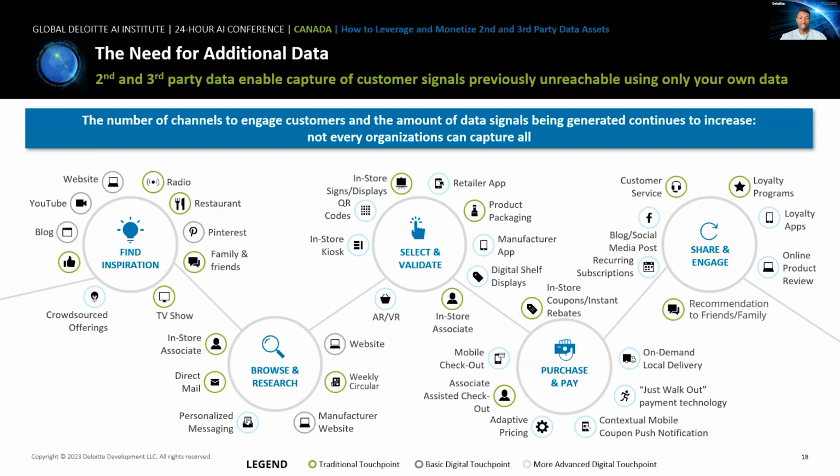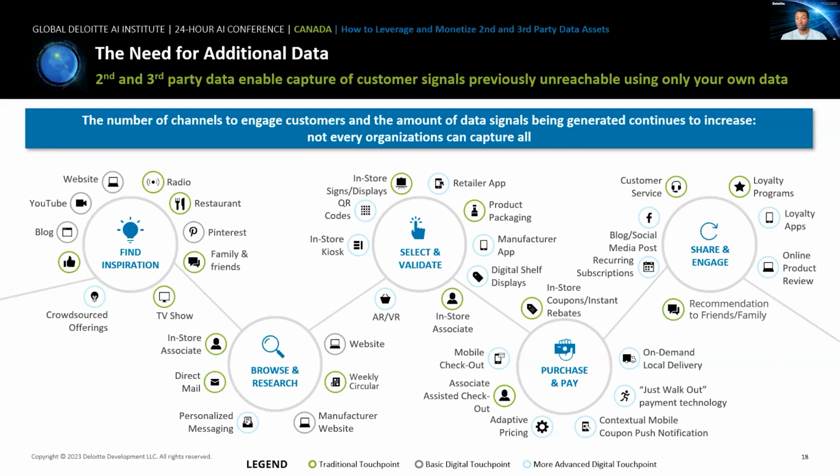What would we even need additional data? And one thing that Gurpreet mentioned is that ID resolution is a key enabler for creating a single 360-degree view of your customer. Obtaining such a view requires an organization to capture as many meaningful touch points as possible. Whether customers need to find inspiration through blogs and YouTube, browse offers through your website, select products in store, make purchases online, or even share and engage with another community of customers.